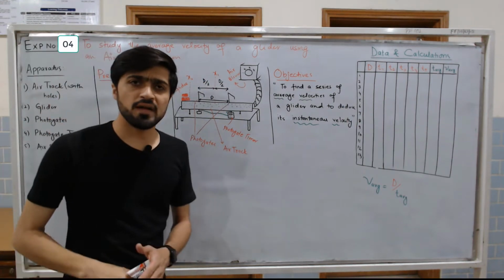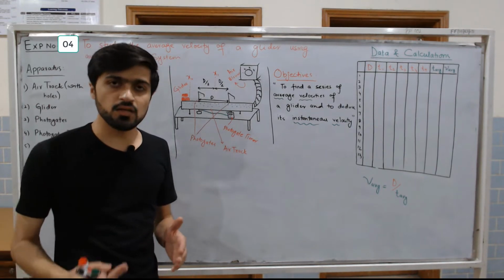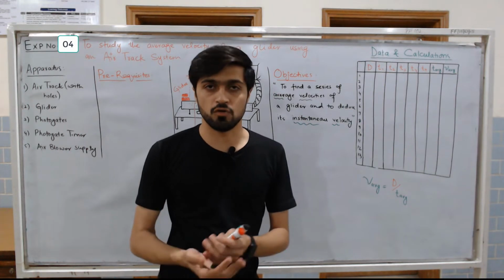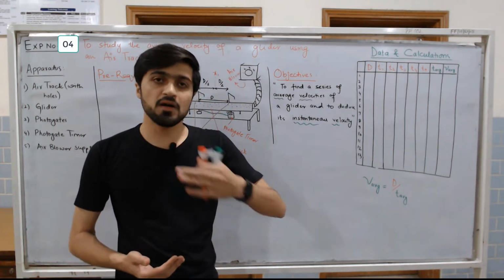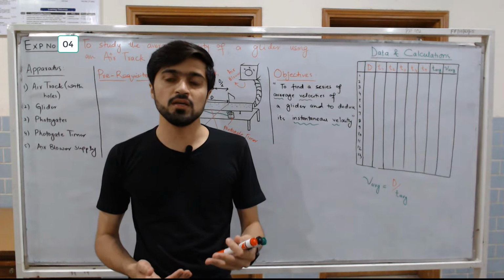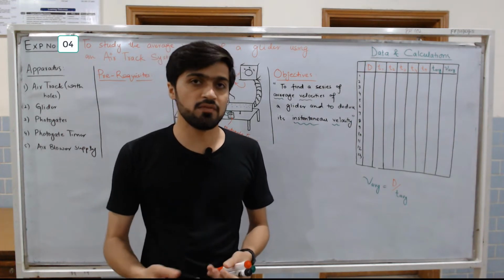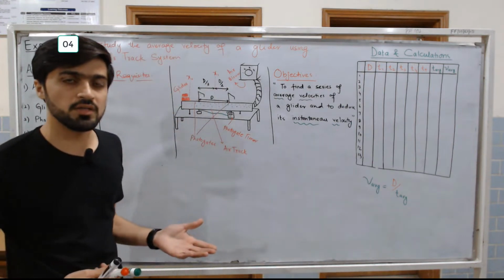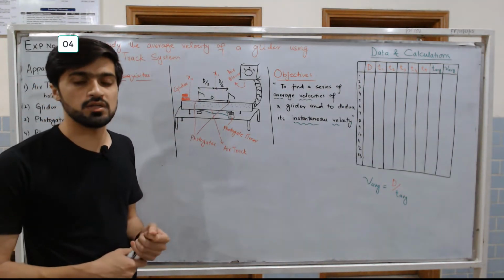So why do we find the velocity of an object? Because it tells you how fast something is moving. So we actually need average velocities in our real life. How fast is something moving? So we will need the velocity of that object. So that's why the average velocity is very useful.